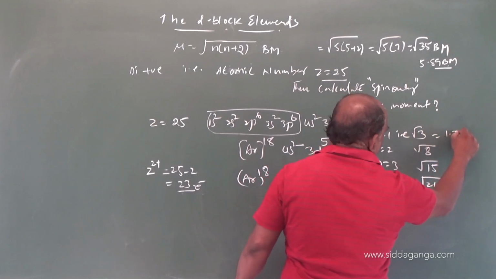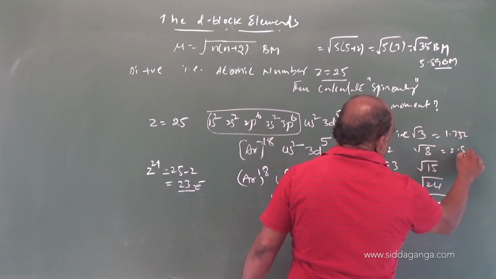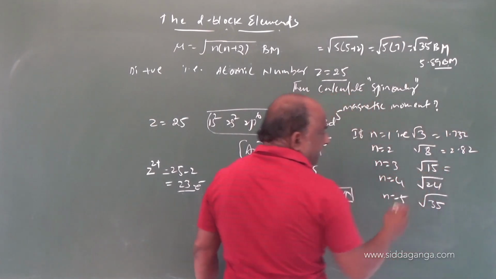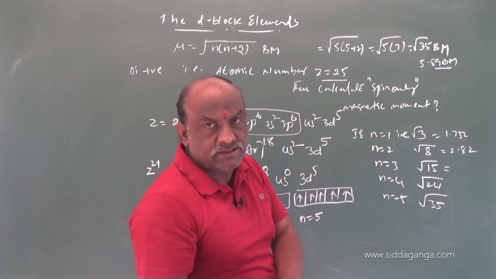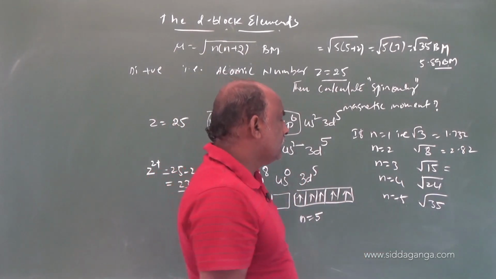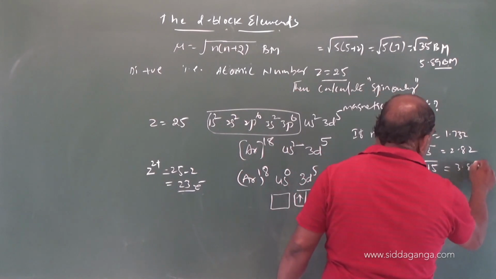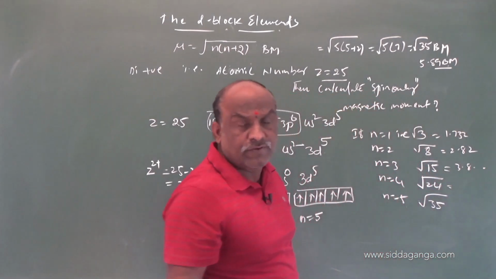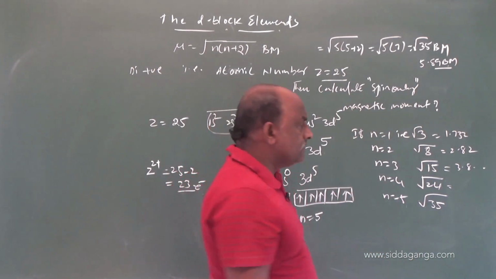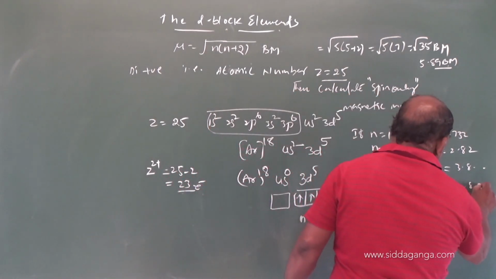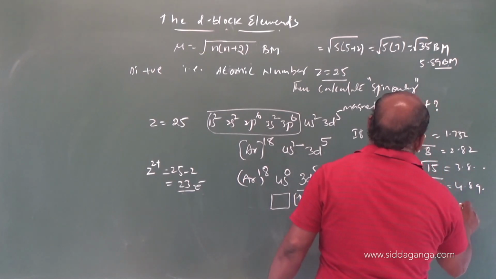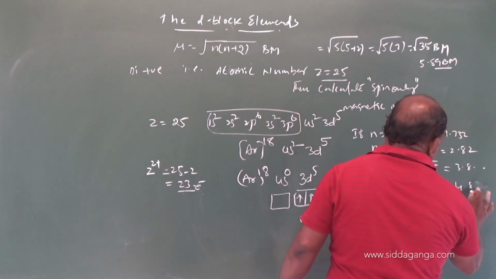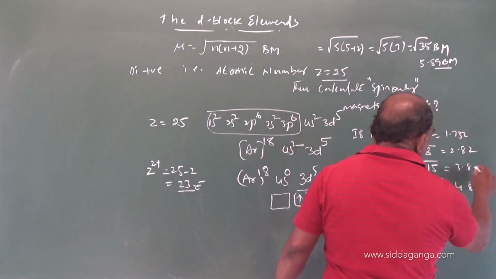Root 3 we know is 1.732. Root 8 is nothing but 2.82. Root 15 is closer to root 16, and root 16 is 4, so you should consider it approximately 3.8 something. Root 24 is closer to root 25, and root 25 is 5, so it is about 4.89 or 4.82 like that, some values.